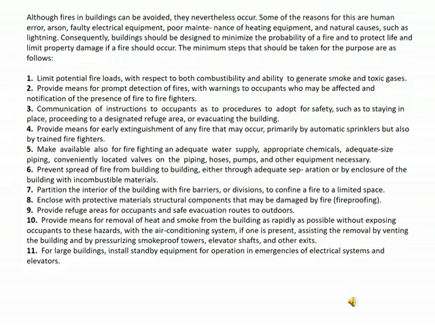Consequently, buildings should be designed to minimize the probability of fire and to protect life and limit property damage if a fire should occur. This means that most buildings are provided with fire protection. Fire can be avoided, but fire can occur. Sometimes it is human error, or arson, faulty electrical equipment, poor maintenance of heating equipment, or a lightning strike, so fire can happen.